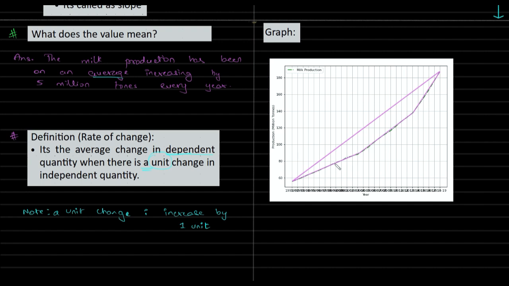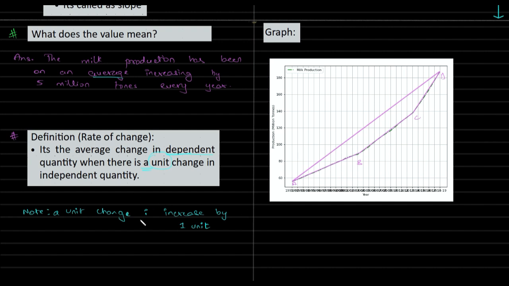So as a whole, these two sections, point A and B, averaged with C and D, and we got a rate of 5 per year. 5 million tons of increase in production of milk per year. So this is how it works. If you understand, good. If not, don't worry. In time, we'll be understanding about the graph as well.